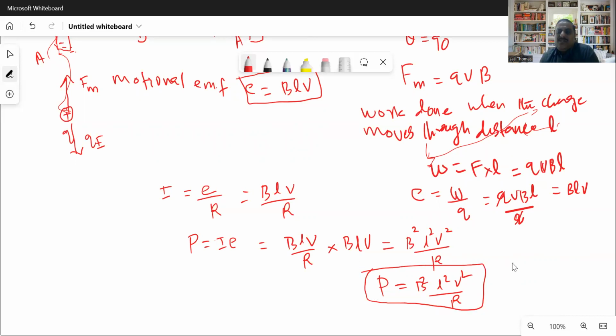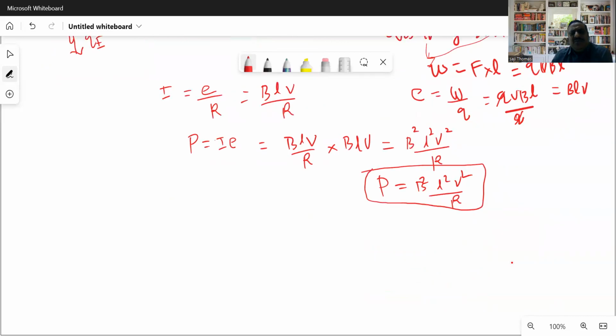Now, this power, who is producing this power? From where is this power coming? You know, we have to move the conductor to get this induced EMF. So an external agency is doing the work there. Here also, law of conservation of energy: the mechanical work done is converted into electrical energy. So the source of this power is the external agency who is moving the conductor. This is converted into electrical energy.